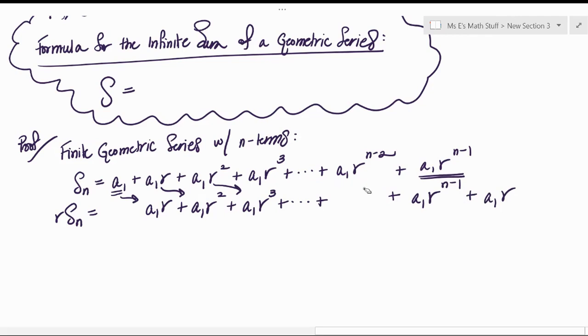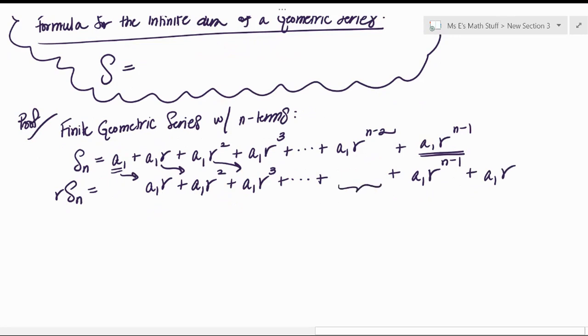Whoops, let me stop scribbling. I left a mysterious gap here. Well, that would have come from this term that was right in front of a sub 1 r to the n minus 2, which would have been a sub 1 r to the n minus 3, and multiply that by r, and you get a sub 1 r to the n minus 2.